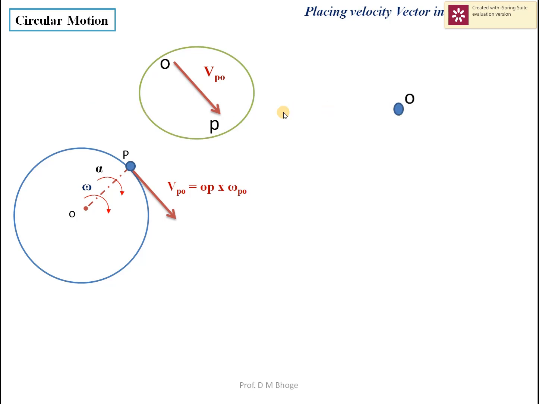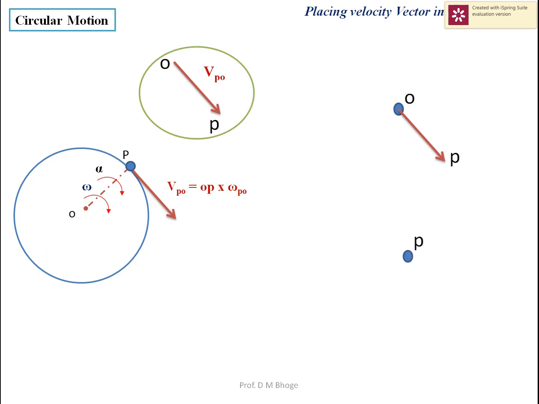Now suppose in vector polygon, initially we have point O with us and we want to place this vector VPO at point O. How will you place this? O should be the tail of the vector. So we'll place this vector VPO at point O such that O becomes the tail of the vector, maintaining the direction. Okay, we will not change the orientation of the vector. VPO, O should be the tail of the vector.